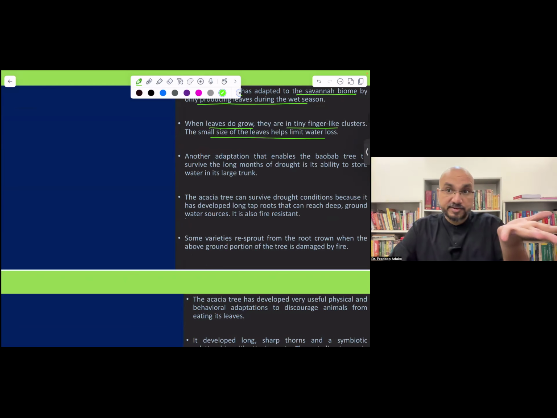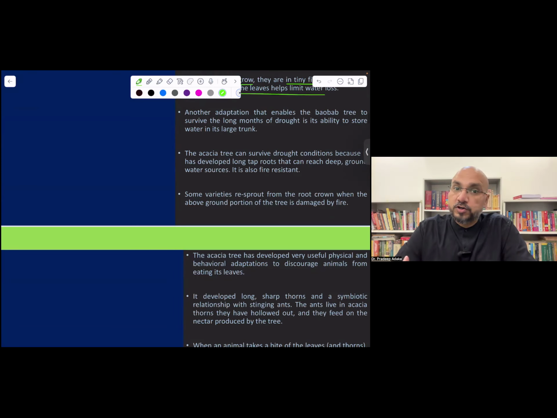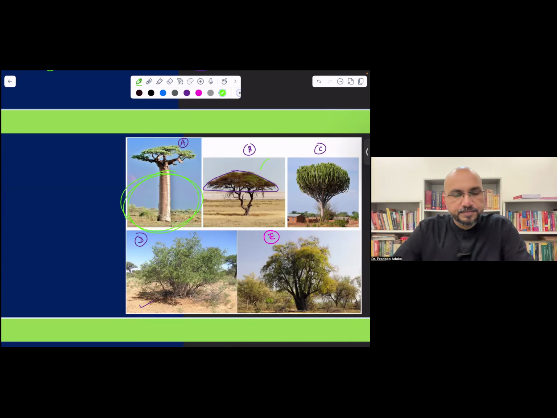So there is not much surface area of the leaf, so that transpiration can happen. Another adaptation is they can store a lot of water. Baobab trees have the ability to store a large amount of water in the trunk. You have seen it, it is very fleshy, right? So it can store a large amount of water.